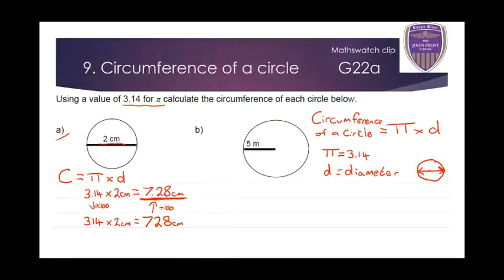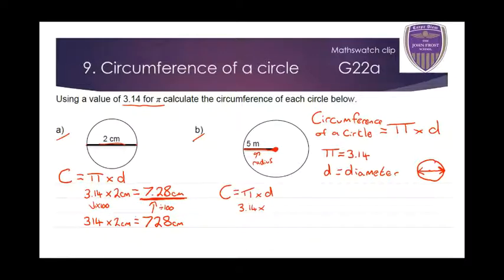So let's have a look at another question now. We're looking at question B now. Again, we're doing circumference equals pi times d. Well, pi is 3.14, like we said. And diameter in this case is a little bit tricky, because we can see we're only told the distance to the center of the circle. We call this the radius, and the radius is half the distance across a circle.